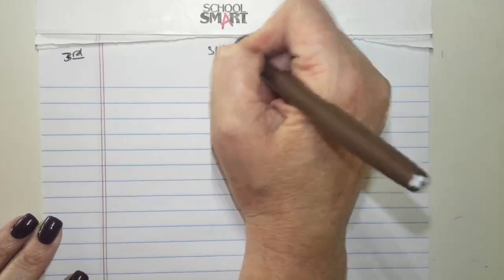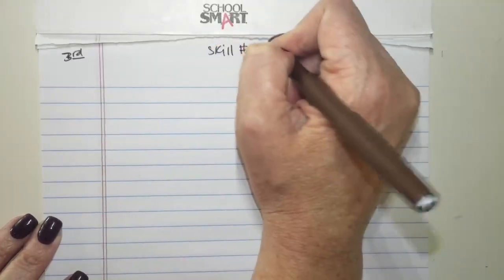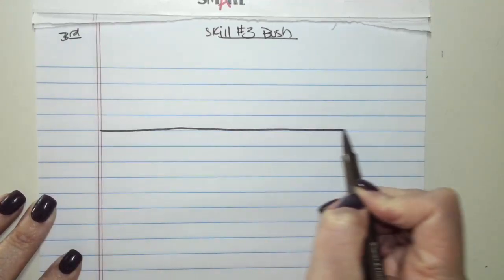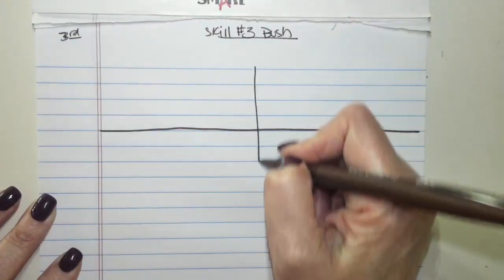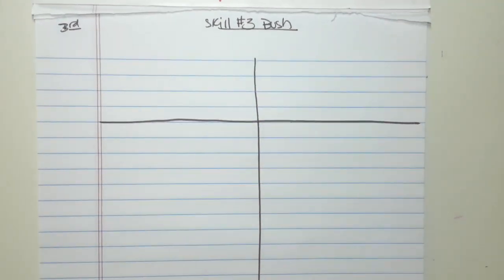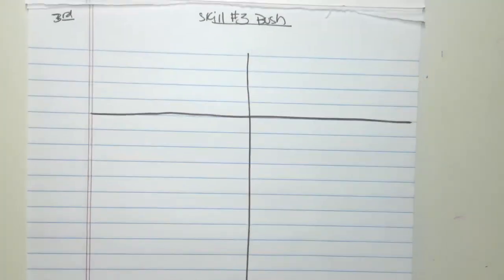All right. So when we go, this is going to be skill 3 for Bush. We're going to go ahead and make our T-chart. Have y'all ever planned with a T-chart before? Nope. I mean, it's pretty basic, right?